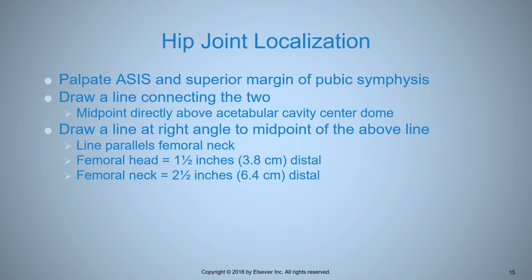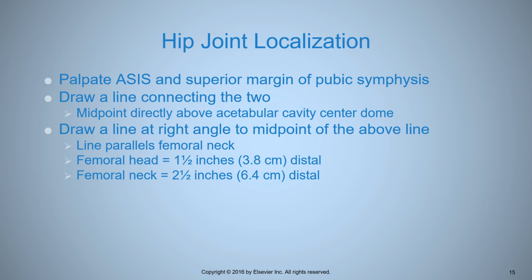A second line perpendicular to the first one at the halfway point between the ASIS and the pubic symphysis. Okay, midpoint directly above acetabular cavity, center dome. So the midpoint of the first line is right at the top of the acetabulum. If you draw a perpendicular along that midpoint from the first line, and proceed, some books say inferiorly, some books say laterally. It's basically along a diagonal trajectory, both inferiorly and laterally. 1.5 inches down, you'll be right on top of the femoral head. 2.5 inches down, right on top of the femoral neck.